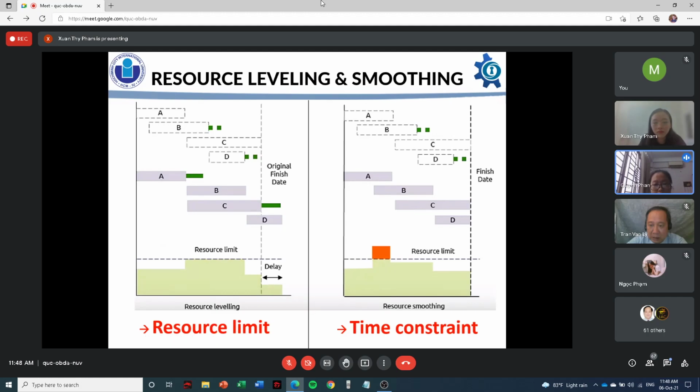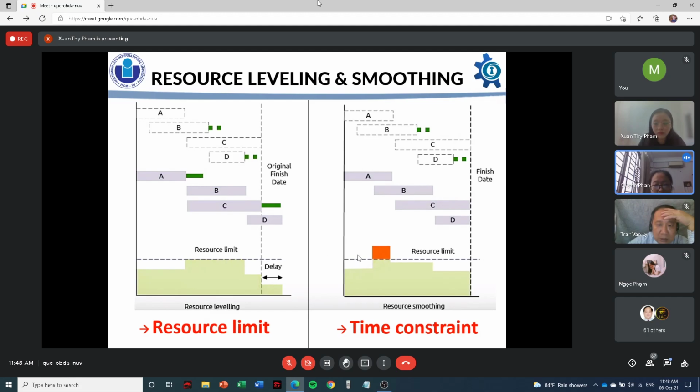To close the concept of resource leveling, let me help you distinguish between resource leveling and resource smoothing. For short, resource leveling is used where limits on the availability of resources are paramount. It simply answers the question, with the resources available, when will the work be finished? Therefore, you can see in the first picture, the resource leveling, the works are not finished within the original finish date. How about resource smoothing?